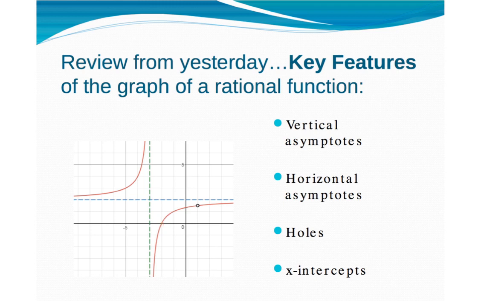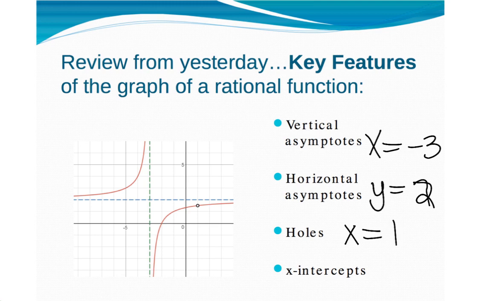So remember, vertical asymptotes are equations of a vertical line. So this vertical asymptote would be x equals -3. Our horizontal asymptote would be the equation of our horizontal line, and on this graph it would be at y equals 2. Our hole, we can't tell exactly where it's at on here, but we do know it is when x equals 1, and our x-intercept here is where it crosses the x-axis at -3.